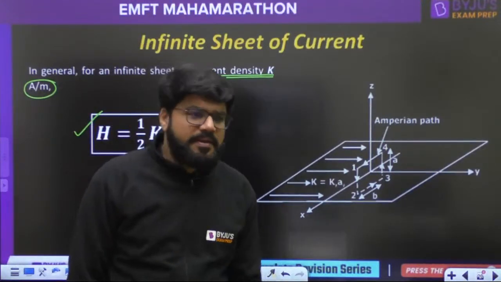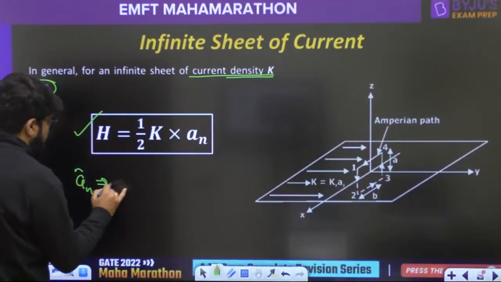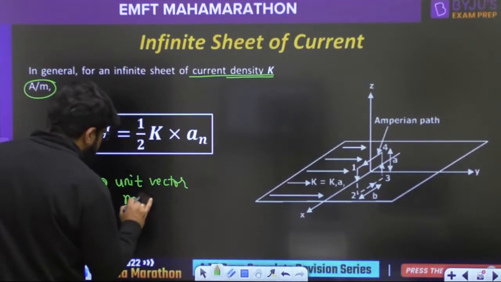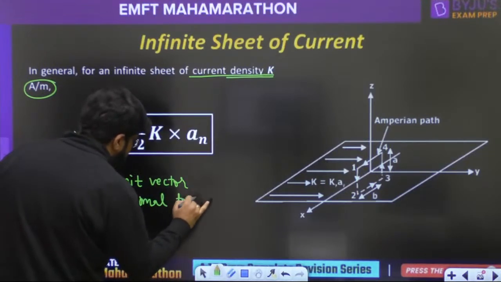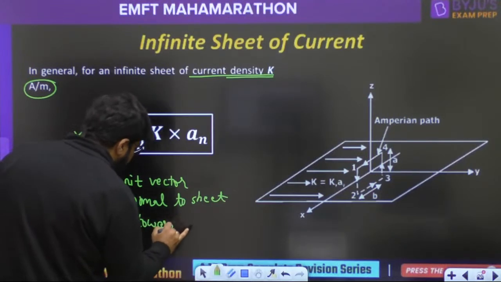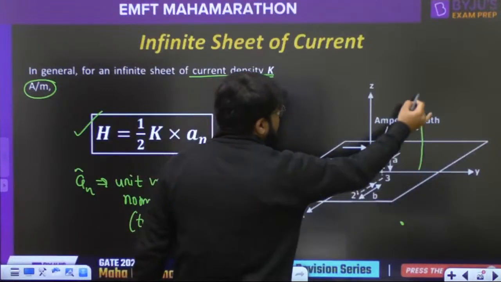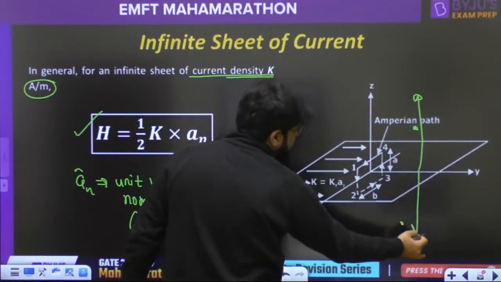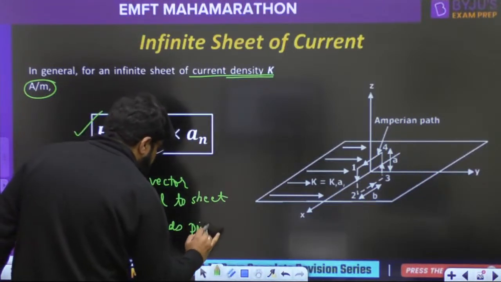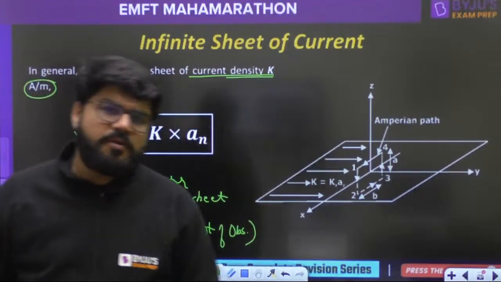K is the current density per meter, and a_N cap. What is the a_N cap? I'll mention it here. We will do questions on all of this, don't worry. a_N cap is the unit vector normal to the sheet of current, and of course towards the point of observation, because the point of observation may be above the sheet or below the sheet. Accordingly, a_N cap may be plus Z or minus Z, it depends. So it is the unit vector normal to the sheet and towards the point of observation.